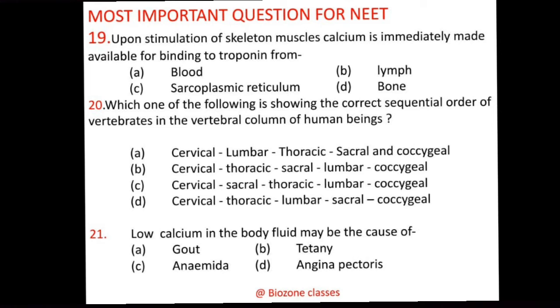Now question number 21, this question is asked repeatedly. Low calcium in the body fluid may be the cause of gout, tetany, anemia and angina pectoris. Anemia, some mistake is there in the spelling. So tetany, you remember, is the correct answer. That tetany is mainly caused due to the low calcium level in body fluid.